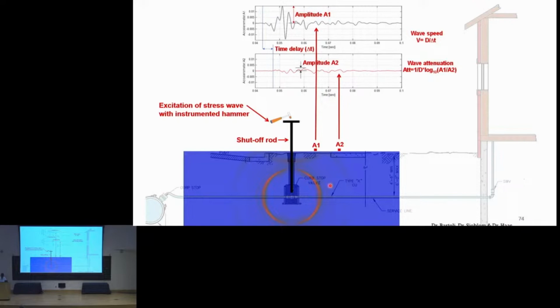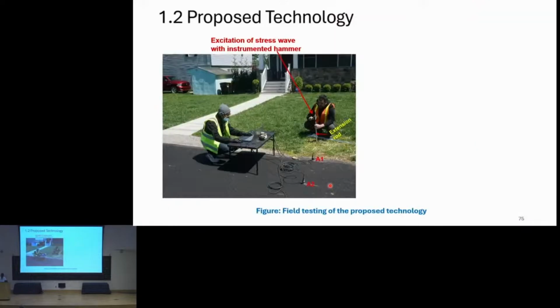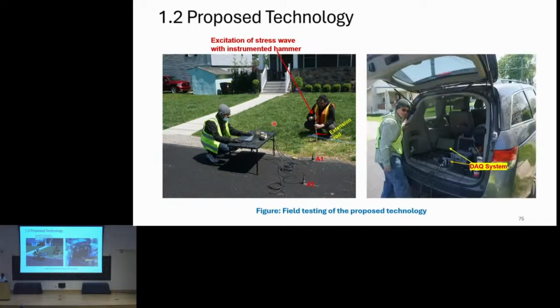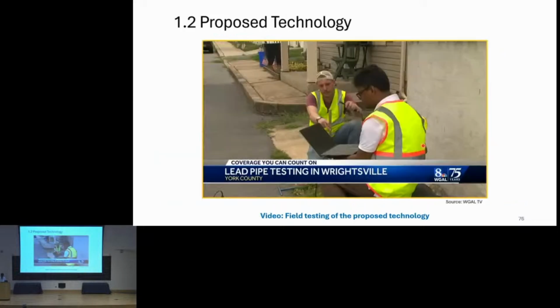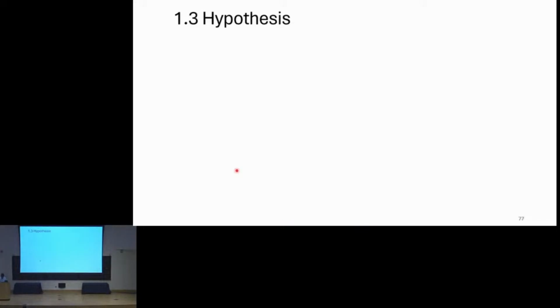That is our goal. This is an example of field testing that we did. This is my supervisor exciting the stress wave with an impact hammer, through an aluminum extension rod. These are the two sensors that we use in the field, and this is me collecting the data. We can also set the data acquisition system inside the car trunk, so it's portable. We can also do the test during slightly rainy conditions. This is a very recent test that we did in Wrightsville, PA.